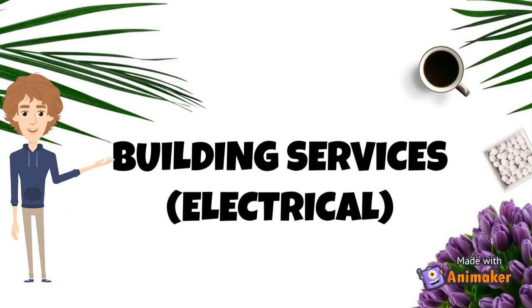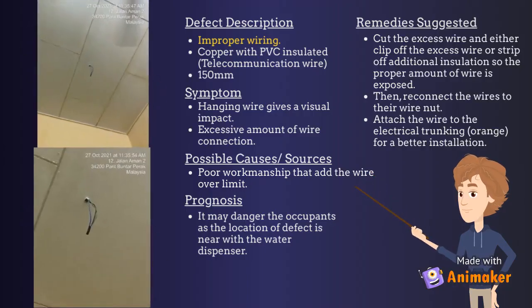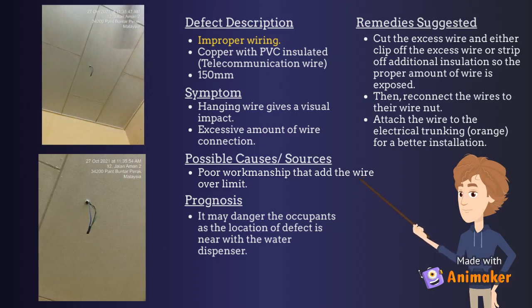The next element is building services, which is electrical. The first defect from this element is improper wiring. The symptom is hanging wire that gives a visual impact, and an excessive amount of wire connection. The possible cause is poor workmanship, with the wire over the limit. The prognosis is it may endanger the occupants as the location of the defect is near the water dispenser.